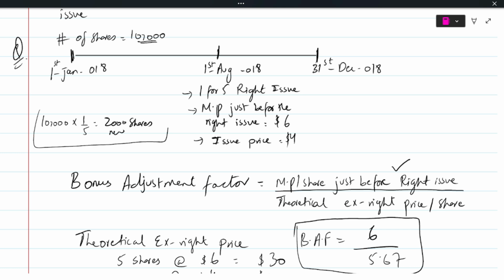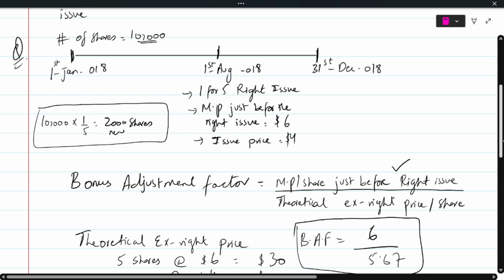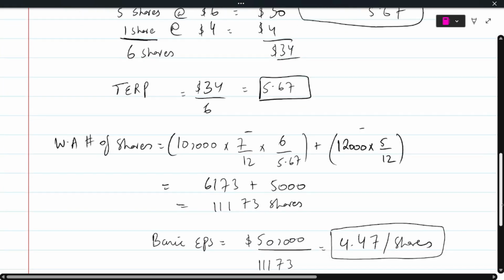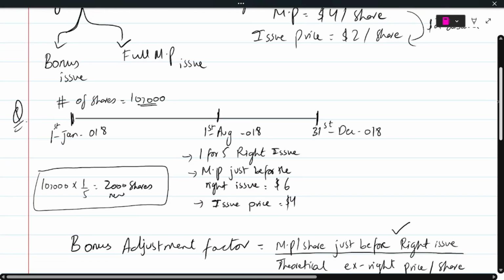And the way to calculate the new number of shares that you got through this right issue is that you just take the fraction 1 for 5 and you multiply it by the shares at the beginning of the year. That's 10,000. So you got 2,000 new shares. So 2,000 new shares and 10,000 previous shares, right? So 10 and 2 are 12,000 new shares. So 12,000 into 5 over 12 because from 1st August to 31st December, these are 5 months.